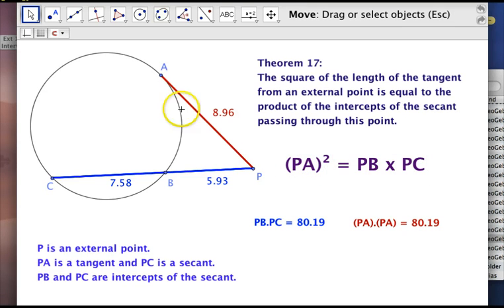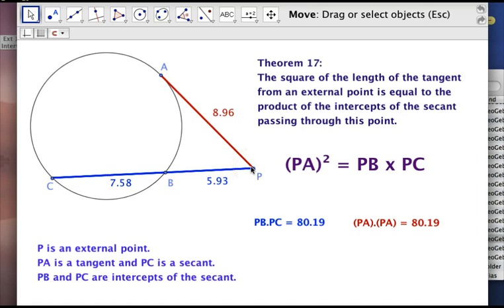So the rule is PA squared equals PB times PC, and you need to put it in words: the square of the length of the tangent from an external point, see, P is an external point, so you do PA squared, tangent squared, equals the product of the secant intercepts, equals the product of the intercepts of the secant passing through that same point.